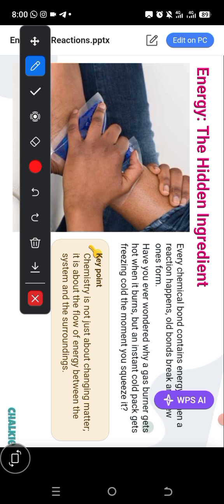The reason a gas burner gets hot is that it releases energy, it releases heat. So that is an exothermic reaction. But the cold pack, when you touch it, feels cold. That's because it has absorbed energy from the surroundings, and that is why it feels cold. So let's go to the next slide.